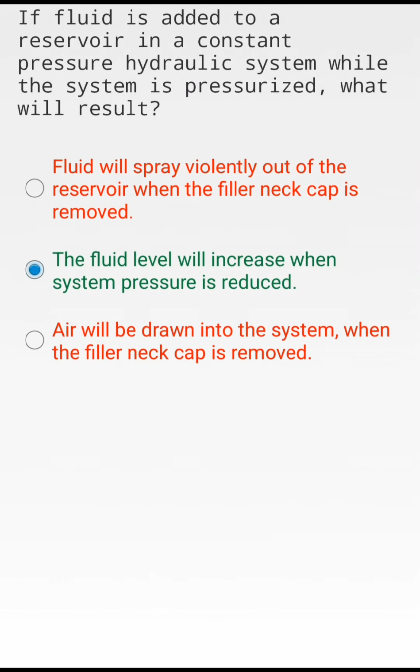If fluid is added to a reservoir in a constant pressure hydraulic system while the system is pressurized, what will result?